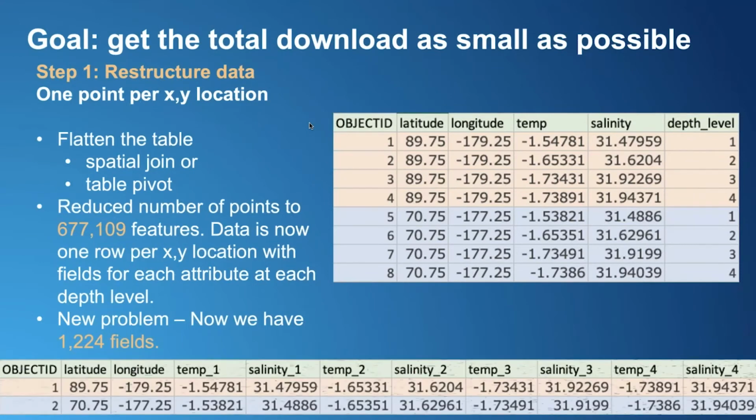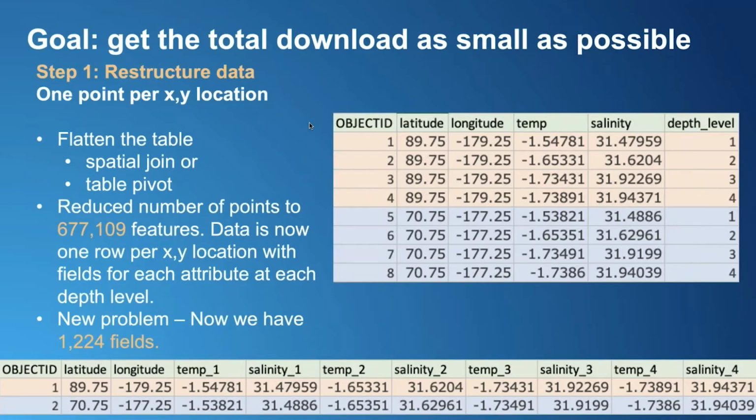So the first idea was to flatten this table, basically squish those points so we only represent them with one XY, basically one point per XY, because we're not interested in 3D in this particular app. We want to view it in 2D. And the way that you can flatten it is with a spatial join or even a table pivot. ArcGIS Pro has a nice table pivot. And just by doing that alone, we were able to reduce those 52 million points all the way down to 677,000 features. So that is much more reasonable, yet still a little too much.